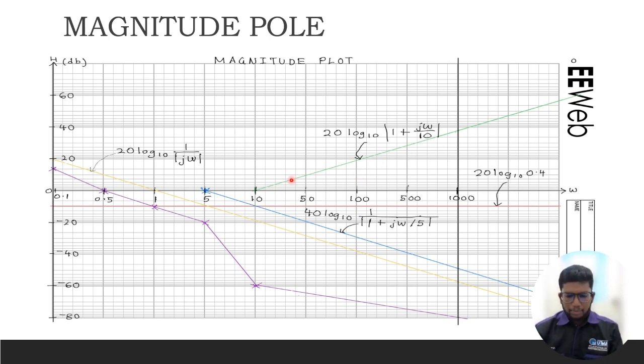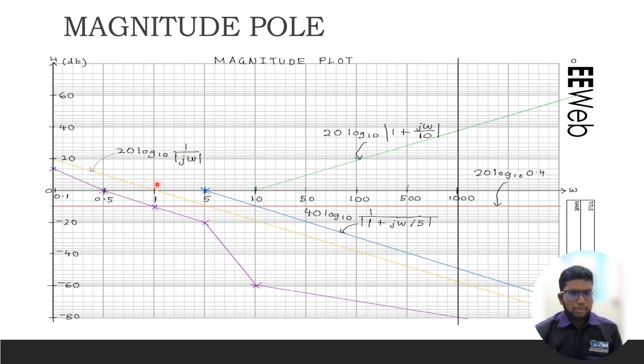Next, the pole at origin is 20. This is the yellow one. So I plot 20 on the axis to test the value of the x-axis, 1. So it goes down, and it touches there. The value of this graph is 20 log 1 over jω.